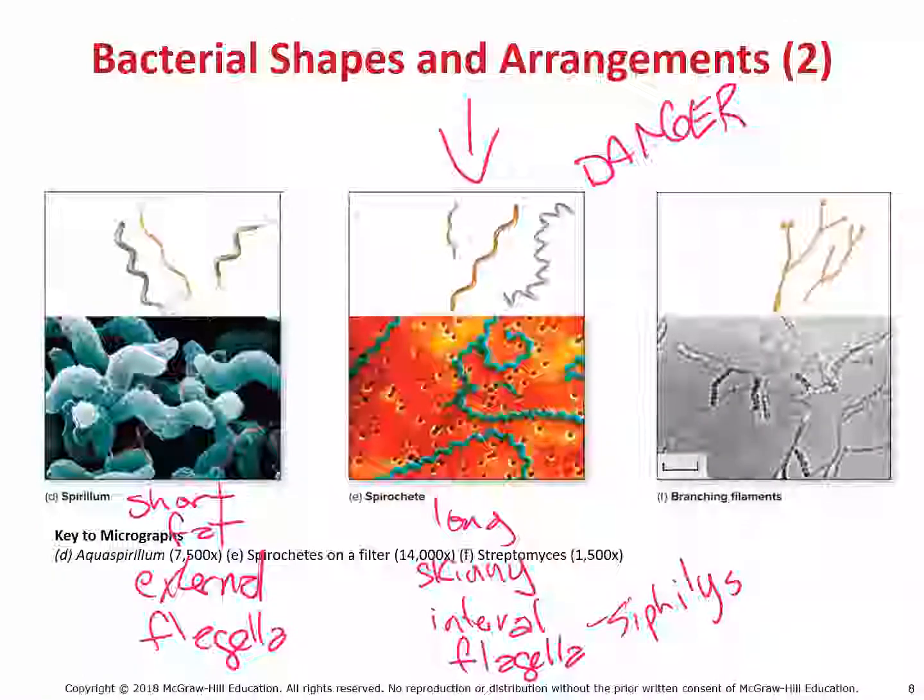Some other things shape-wise that we should be interested in are the spirilia. So spirilia include spirillum, which are short, fat, helical cells, and then the spirochete, which are long, skinny helical cells. So the idea here is we have helical cells in spirillum and spirochetes, but spirillum are short, spirochetes are long. Spirillum are fat, spirochetes are skinny.